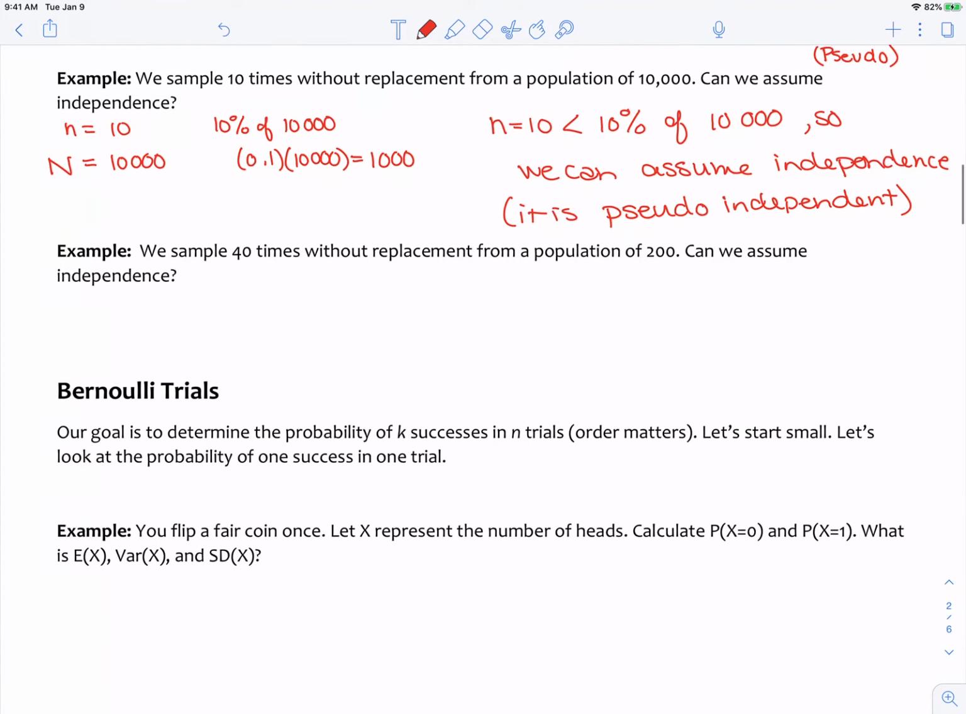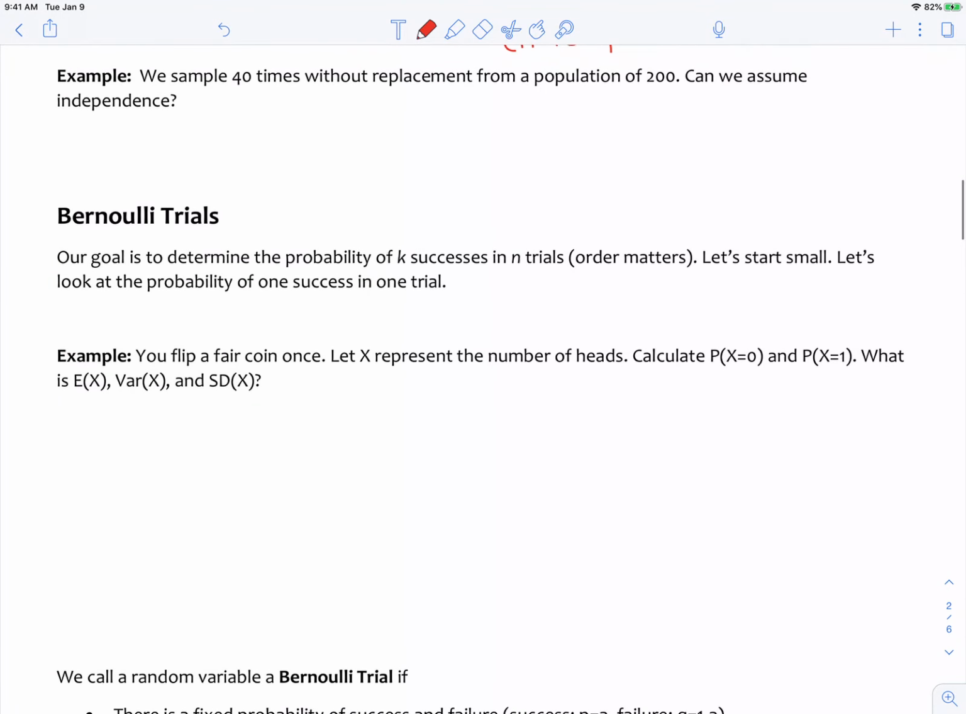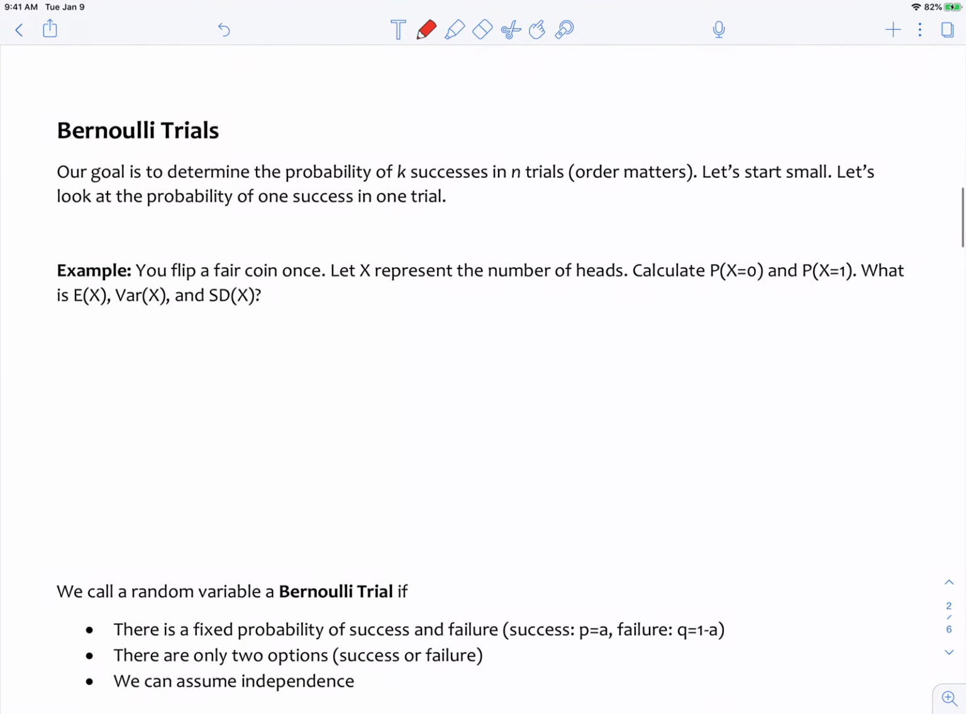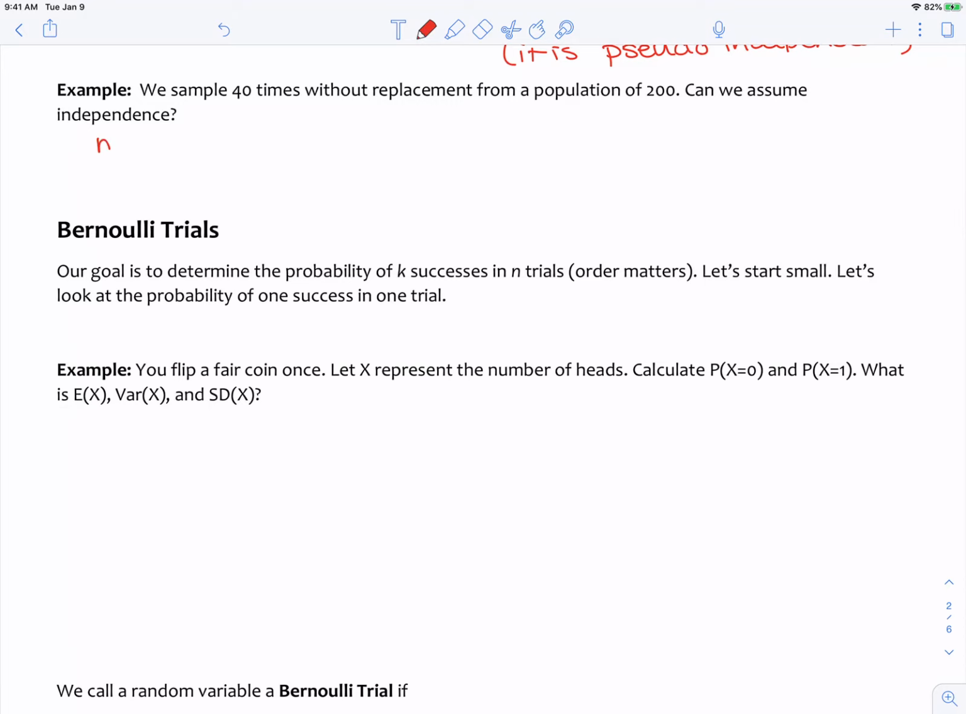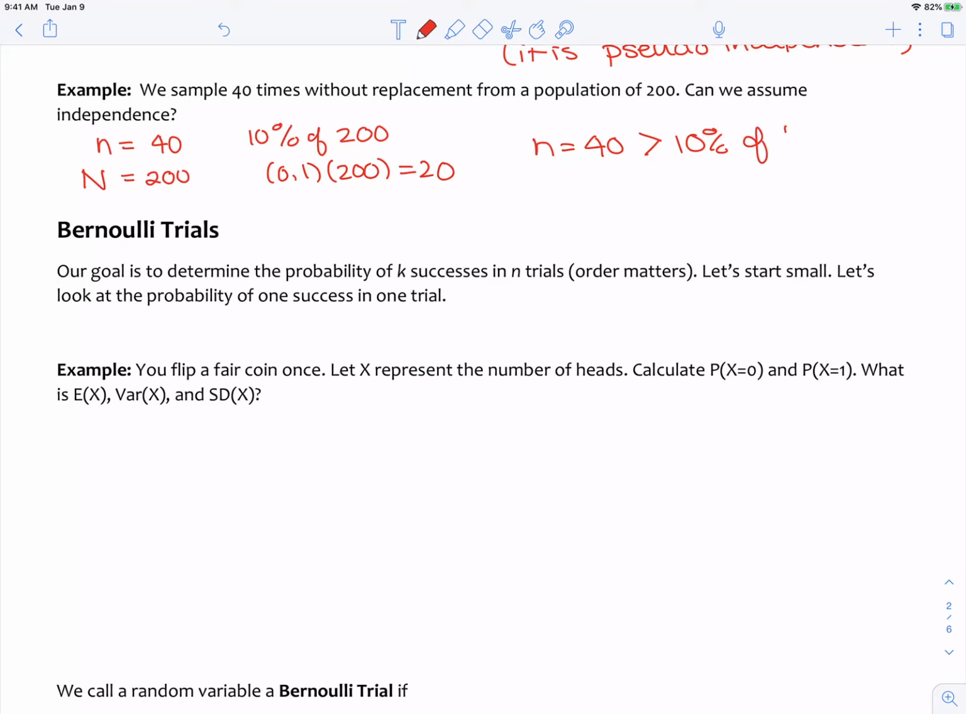Okay, and how about another one? We sample 40 times without replacement from a population of 200. Can we assume independence? In this case, n, our sample size, is 40, and our population, uppercase N, is 200. We want to check 10% of our population size, so 0.1 times 200, and that is equal to 20. Now n equals 40 is actually greater than 10% of the population.